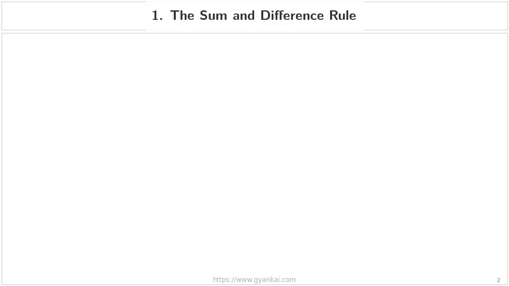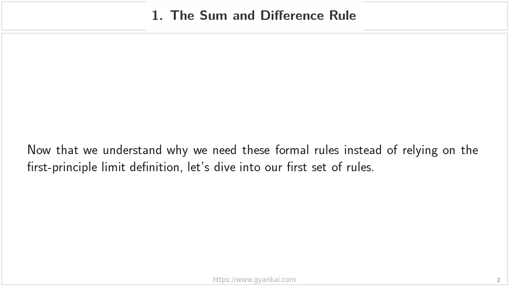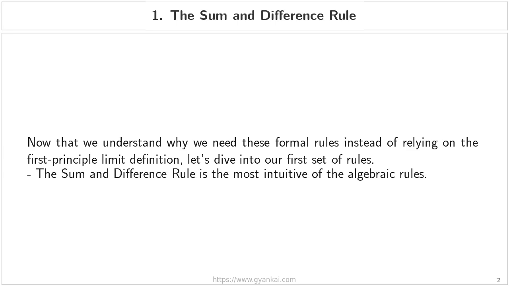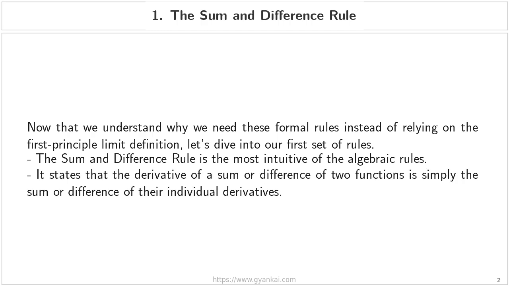1. The sum and difference rule. Now that we understand why we need these formal rules instead of relying on the first principle limit definition, let's dive into our first set of rules. We will start with the sum and difference rule, which is arguably the most intuitive of all the algebraic rules we will cover. Essentially, this rule tells us that if you have two functions added together or subtracted from one another, you can find the derivative of the entire expression by simply finding the derivatives of each function individually, and then adding or subtracting those results.